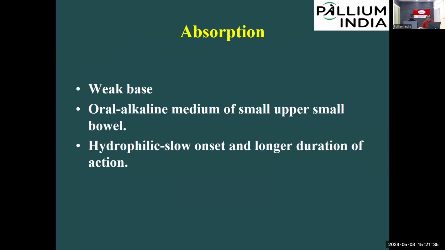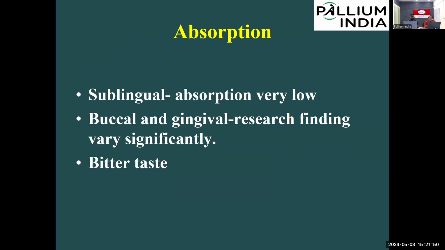So morphine is a weak base, and when taken orally, it is absorbed from the upper part of the small intestine. It is hydrophilic in nature, so its action is slow in onset and has a longer duration of action. And when it is given sublingually, the absorption is very low. Research says that buccal and gingival absorption also show variable results, and it has a bitter taste.